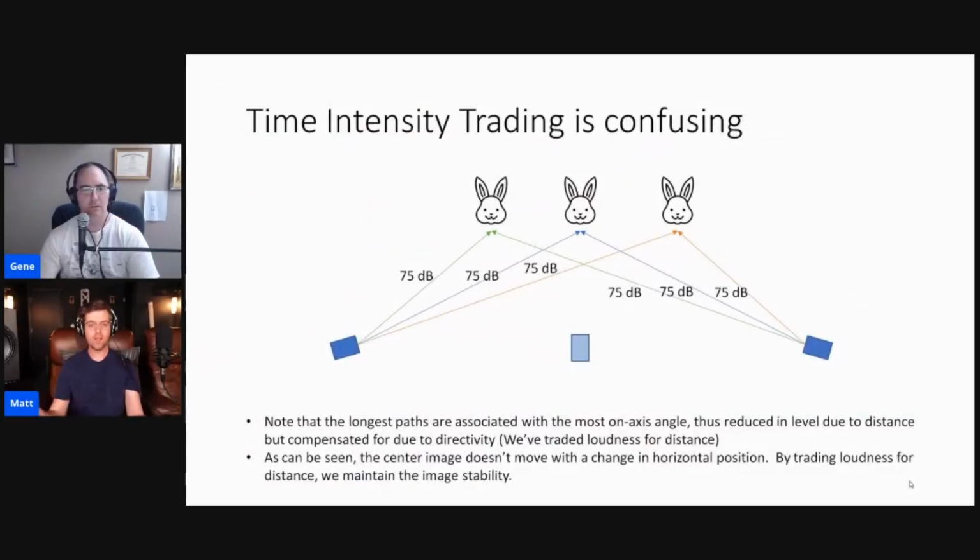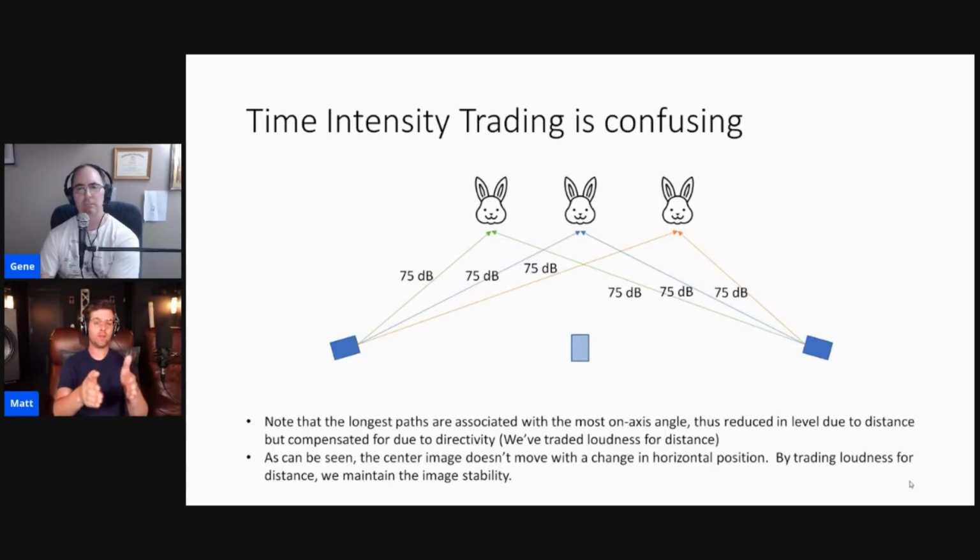So this is time intensity trading. And you've asked a lot about this. People get this wrong a lot because it's a really confusing topic. So I'm trying to show what it looks like here. So going back to what I was saying earlier, because they're aimed so extreme, they're crossing in front of the listener, as was shown in that earlier Shu diagram.